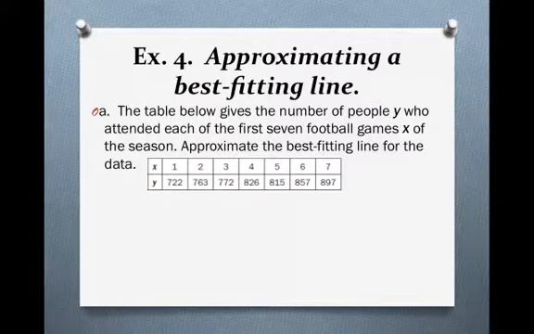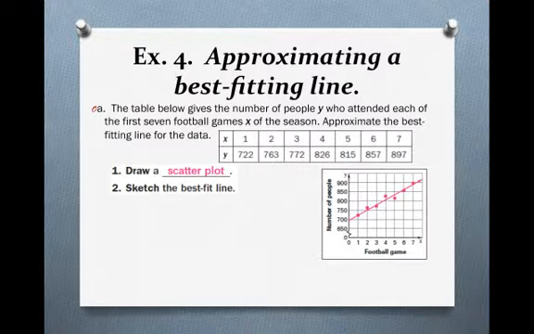Okay, the table below gives the number of people who attended each of the first 7 football games of the season. Approximate the best fitting line for the data. So X is the game number. You can see you got 1 through 7, and then Y is the number of people. And it starts with 722 and it ends with 897. Okay, so first thing we're going to do, our first step is to draw the scatter plot, and then we're going to sketch the best fit line.